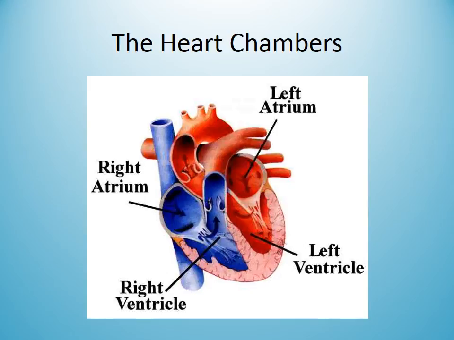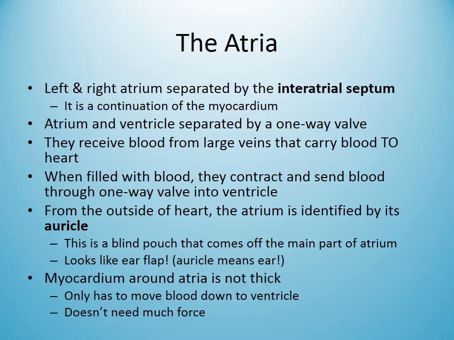The deoxygenated blood is usually depicted as blue. So on the right side of the heart, that's where deoxygenated blood enters the heart. And on the left side, oxygenated blood is typically depicted by a red color. This is where the oxygenated blood comes into the heart from the lungs, and it goes out the arteries to feed the whole body.